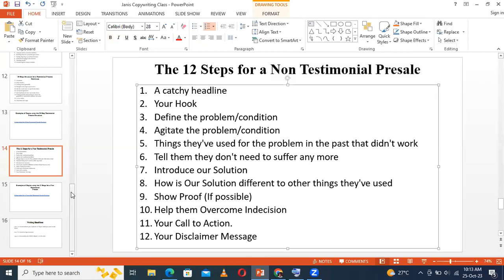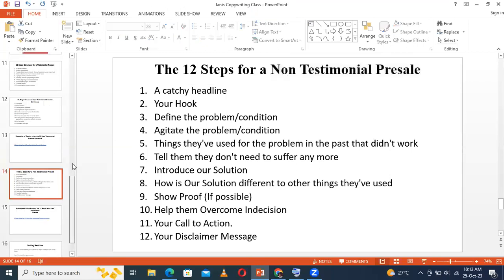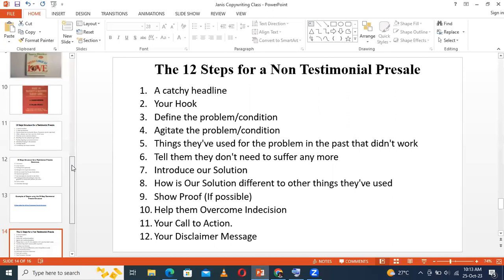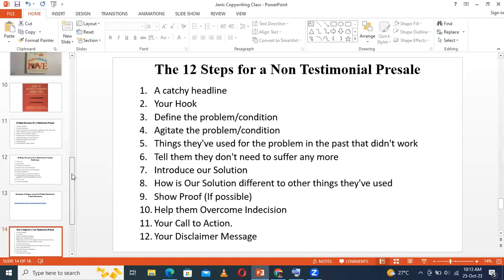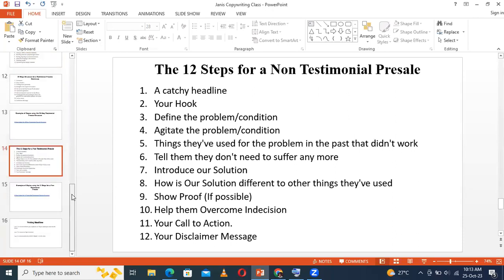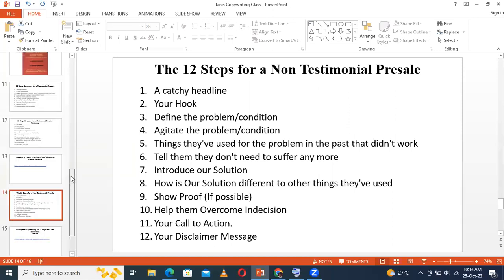A testimonial pre-sale copy is just a copy that, as the word implies, is testimonial based, telling somebody's story of how the medicine worked for him or how the solution worked for him. Then the non-testimonial is just a copy that is speaking directly to people in your market. Do you understand? So it will be like you are the one speaking to them directly. So that's the non-testimonial pre-sale copy.